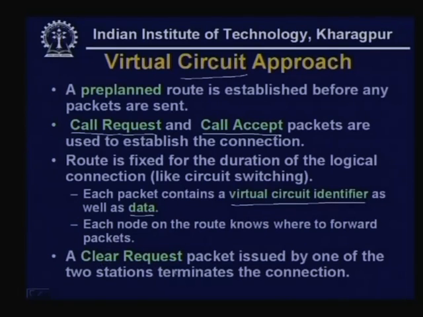Finally, a clear request packet issued by one of the two stations terminates the connection. So, just like circuit switching, it also has three distinct phases. First of all, a route is established, then the packet transfer takes place, then with the help of a clear request the route is terminated.